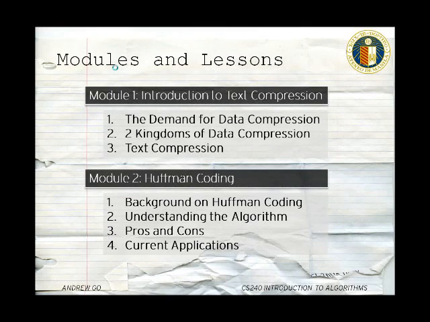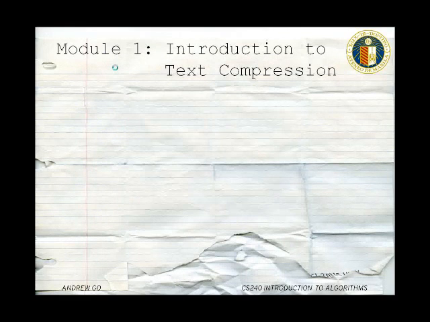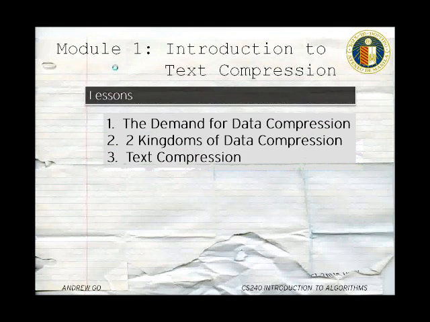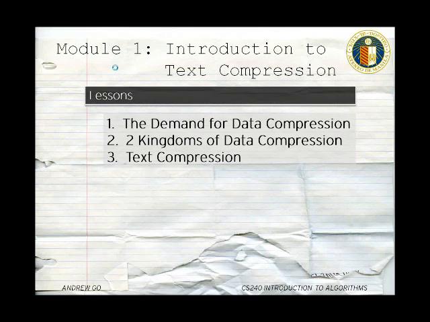Then we'll go through the actual process of the algorithm in compressing and decoding the text. What are the advantages and disadvantages of using Huffman coding in text compression? And finally, the different real-world applications that make use of this algorithm. To begin with, I'll discuss Module 1, which is the Introduction to Text Compression, with the following three lessons.